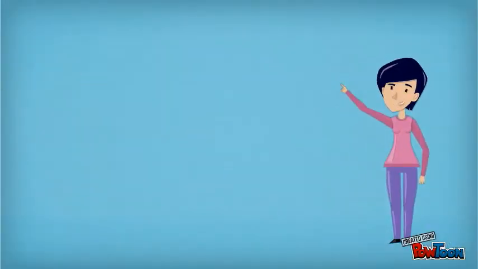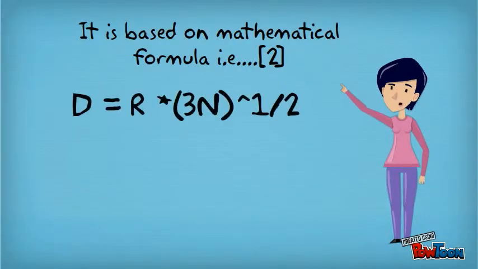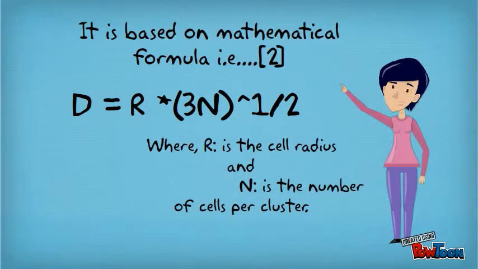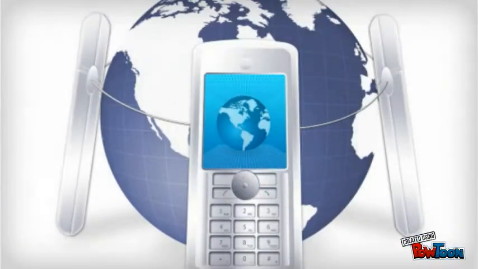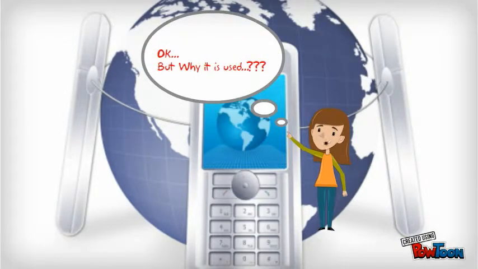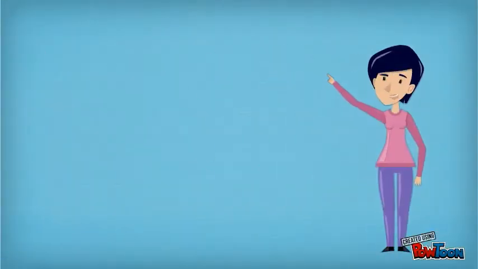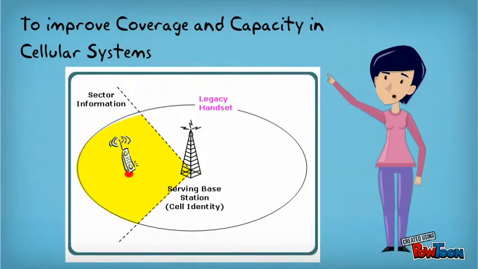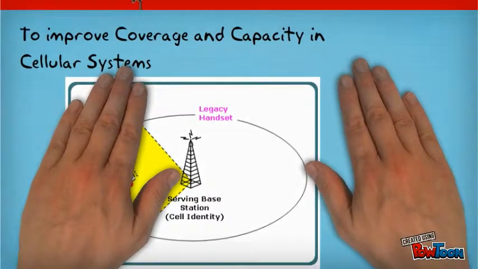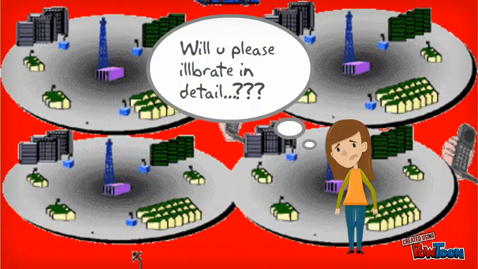The distance between two cells can be calculated with the help of a mathematical expression, that is, d equals r root of 3n, where d is the reuse distance, r is the cell radius, and n is the number of cells per cluster. Okay, but why is it used? In wireless network communication, to increase the network capacity and to provide channels to multiple users, the frequency reuse scheme is used. Will you please elaborate in detail?